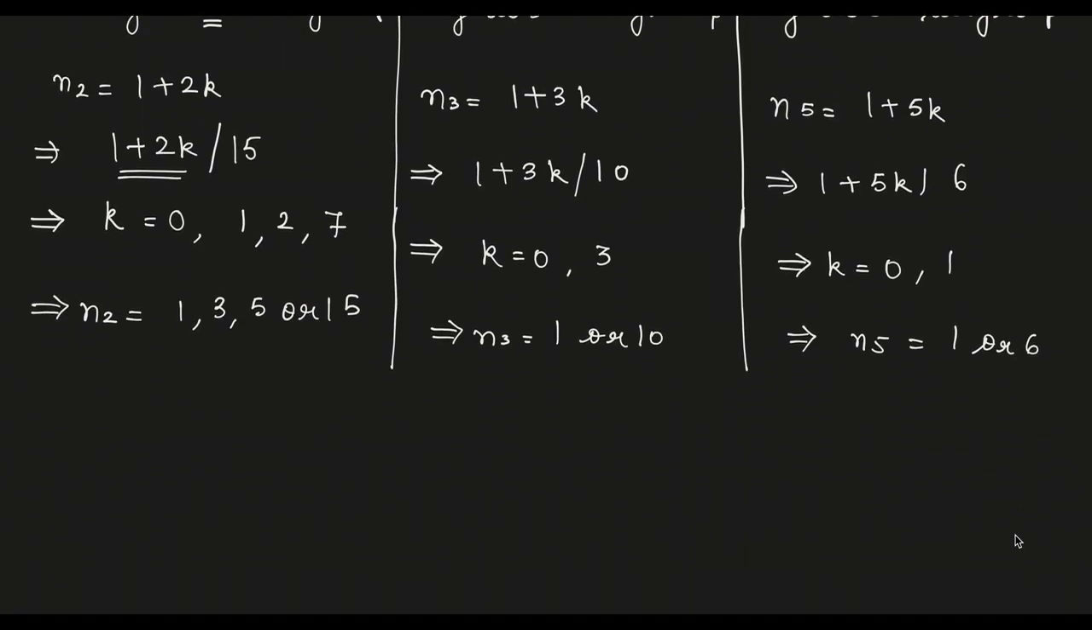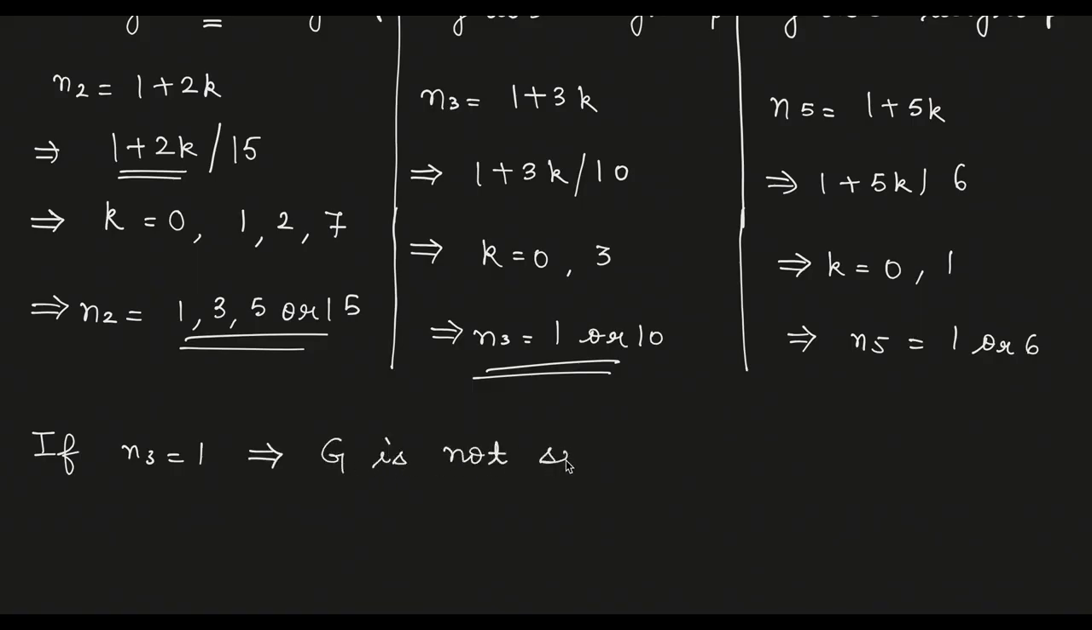Now I will consider the np whose possibilities are fewer. There are 4 possibilities, so I will consider this one. If n3 is equal to 1, then clearly G is not simple, because I have told you that if we have a unique Sylow P subgroup, then it has a normal subgroup, and if it has a normal subgroup, then it cannot be simple, because it will contradict the definition of simple group. Is this clear? Yes, ma'am.